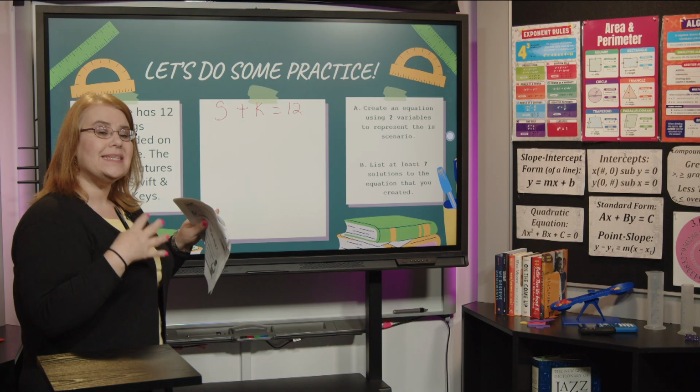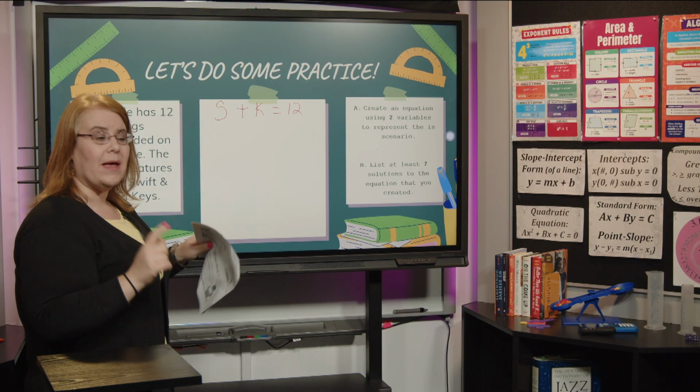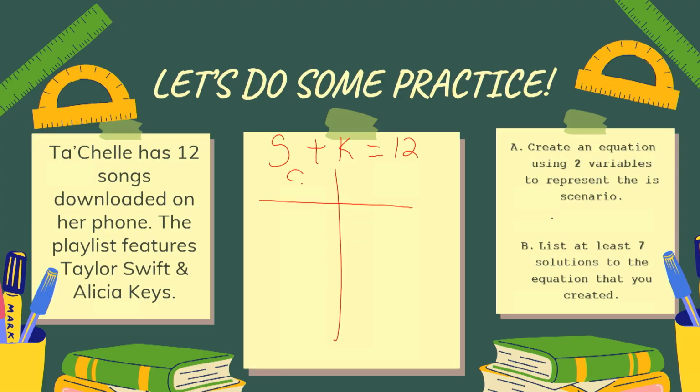Well, let's go ahead and make a table. Tables are our friends. Let's make a table to show what our possible answers could be. I'm going to write them up here. You write them on your paper. So I'm going to make a table of S for Swift and K for Keys. Obviously, 1 and 11, 2 and 10, 3 and 9, 4 and 8, 5 and 7, 6 and 6, 7 and 5, 8 and 4, 9 and 3, 10 and 2, 11 and 1.